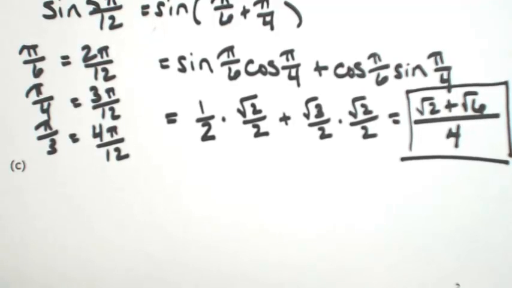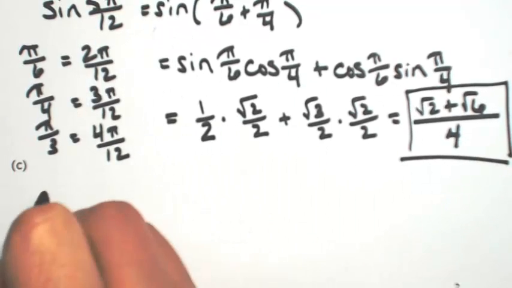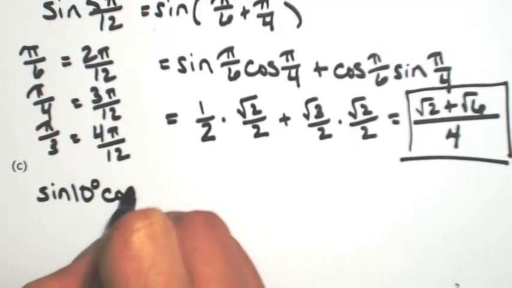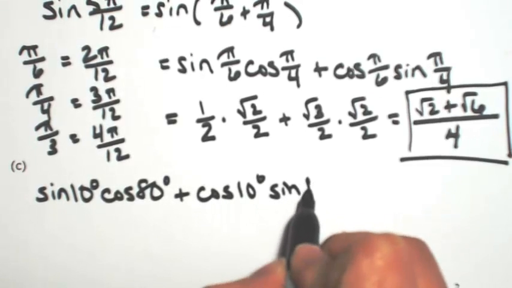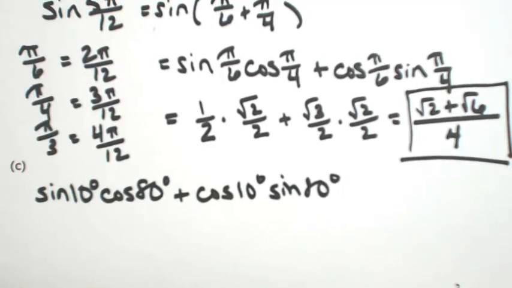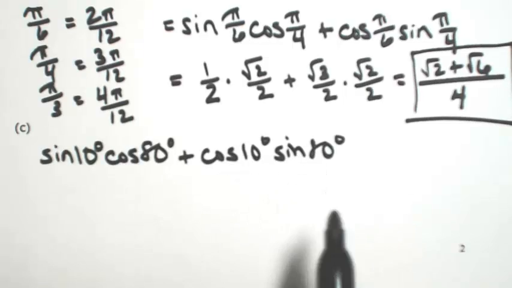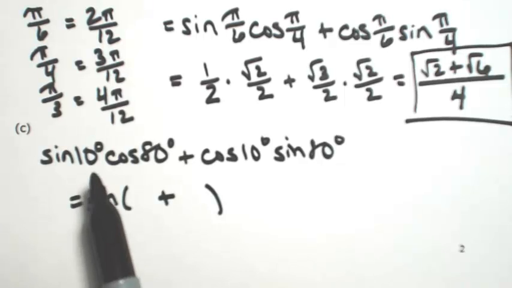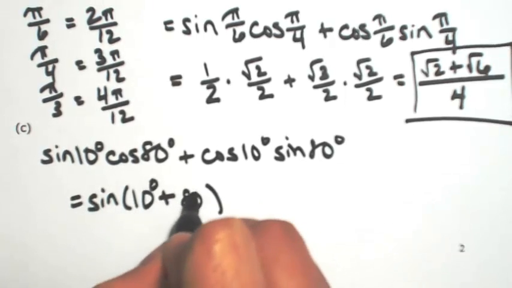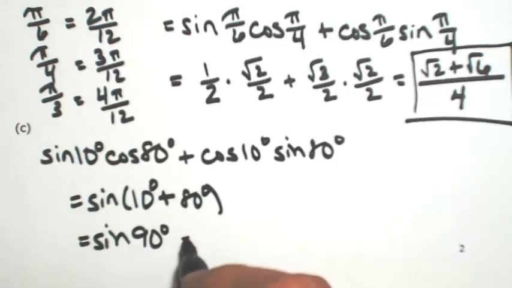Okay, one more. Let's go backwards. Suppose you have the expansion, and you want to go back to what it was. For example, let's say I have the sine of 10 degrees times the cosine of 80 degrees plus cosine of 10 degrees times sine of 80 degrees. Neither one of these are common angles, so we don't know these right off the bat. But what we do know is that the pattern sine, cosine, cosine, sine takes us back to a sine of a sum of two angles. And the two angles are 10 and 80 degrees. So this is the same thing as the sine of 90 degrees, and we know that to be 1.